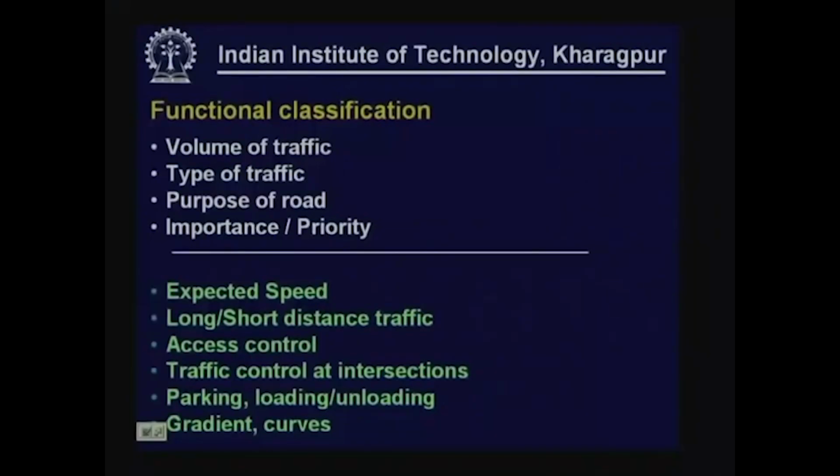Once we are convinced about the need for functional classification, the next issue is how to classify the road. We may classify it into say n number of categories of road, but then what are the elements that should vary from one type of road to another type of road. Here are some of the points. We can define the expected speed for different types of roads. What is the expected speed that we are targeting?